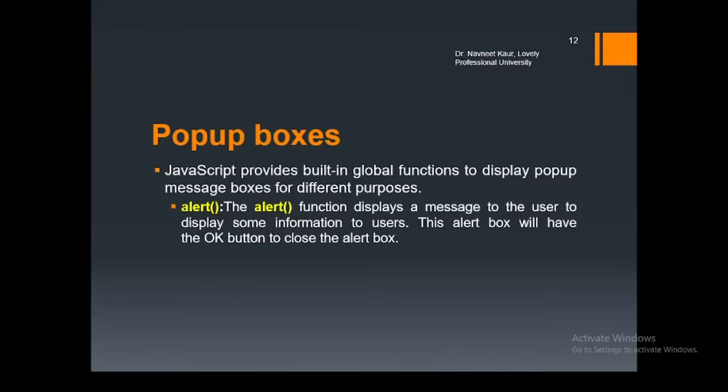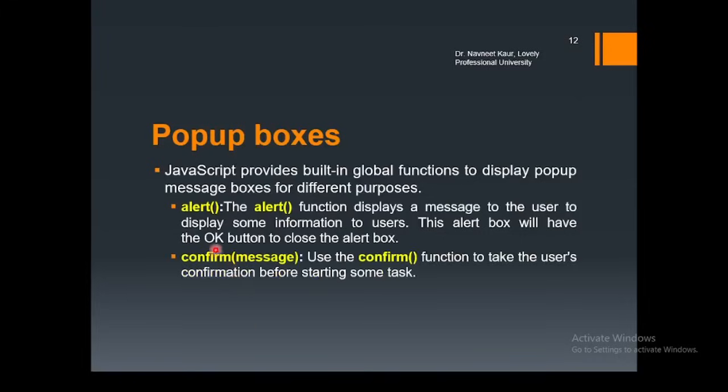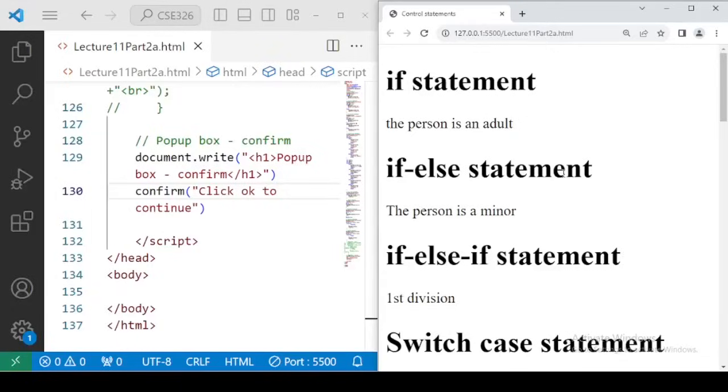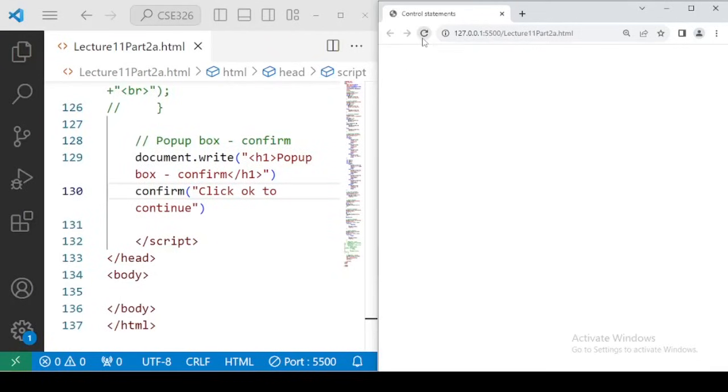Next kind of pop-up box is a confirm box. We use the confirm function to take the user's confirmation before starting some task. So confirmation is just a way to get the confirmation from the user on whether you want to continue or not. So now let's reload this page.